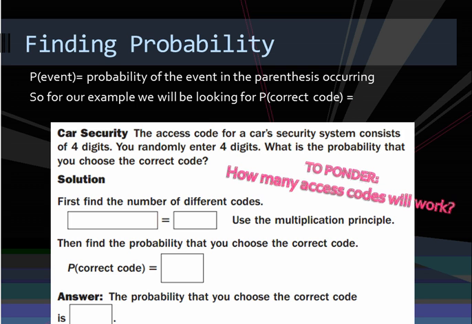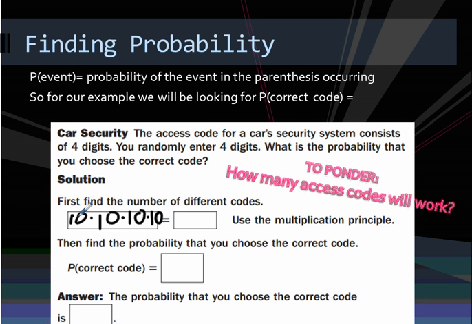There is something here to ponder and think about. How many correct codes will there be for us to get into the car? Right, there's going to be one. Sometimes we're not given information, but we need to think about it so we can come up with an answer. First, we need to find the number of different codes. If we have 4 digits, how many digits are there between 0 and 9? There's 10, because we've got to count 0. And we have 4 of these, correct? Each time I go to hit the next number, I have those same possibilities of 0 through 9. So I have 10 possibilities in each.